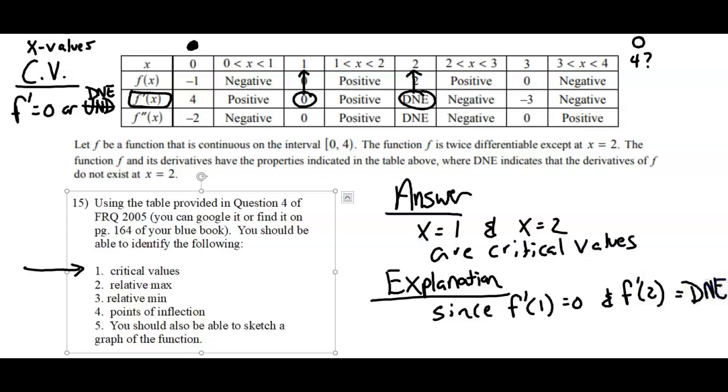Okay, that's it. So you can't just tell me 1 and 2. If you do that, you'll be losing some credit. You have to include the explanation that shows me that you understand why those are critical values.